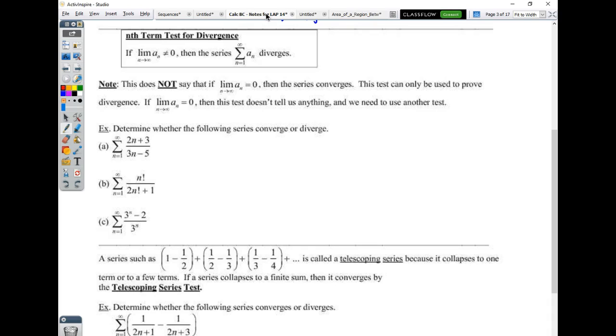Oh, here's where it gets fun, folks. Please do not mistake this test. This test does not say that if the nth term goes to 0, it converges. That does not exist. We will actually have some series where even though the nth term goes to 0, the series still diverges. We'll find out tomorrow.